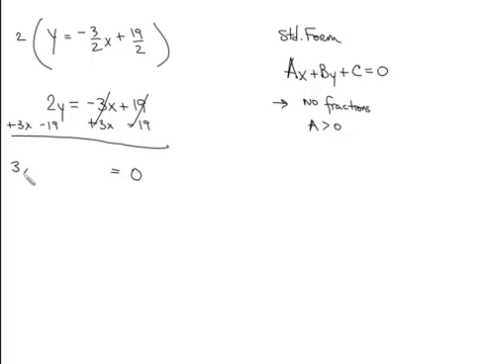Here I have x first, and then y, and then my constant. Notice that a is already a positive number. If this was negative 3, you would multiply everything on both sides of the equation by negative 1, and that would change it into a positive. There was no need for that on this particular problem. So now this is the answer in standard form.